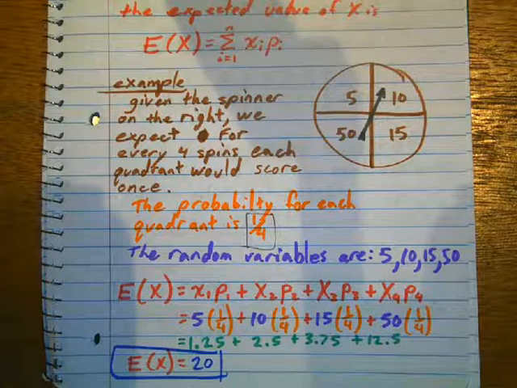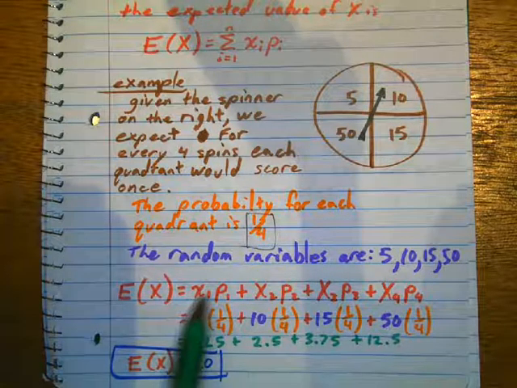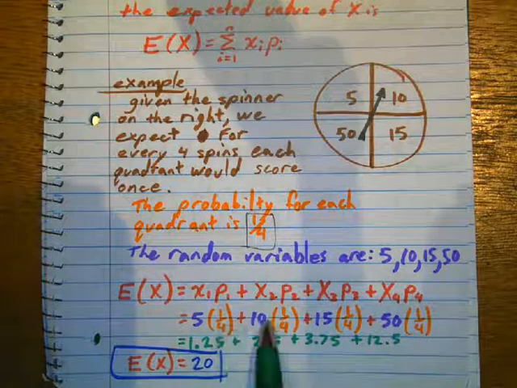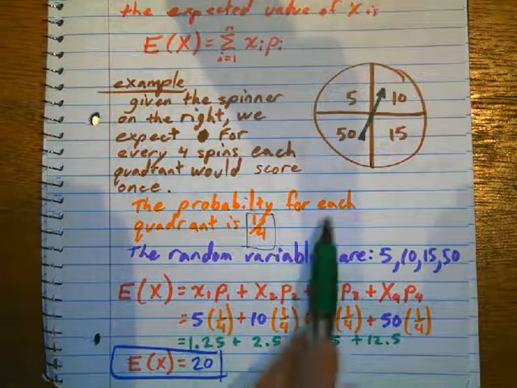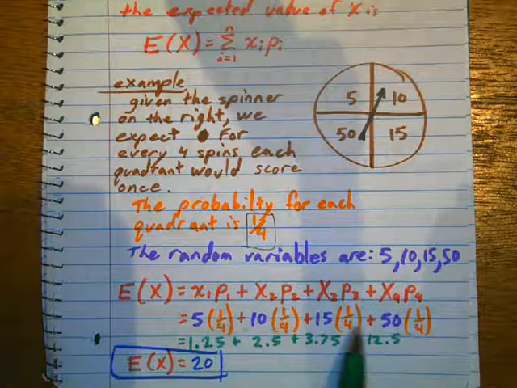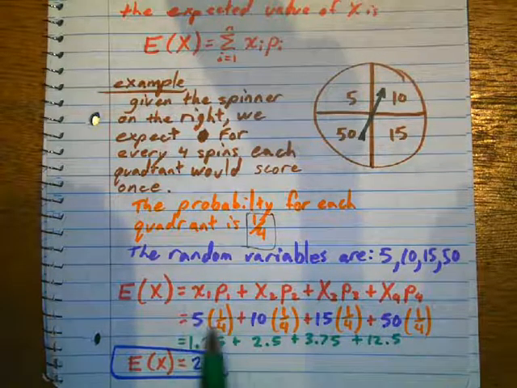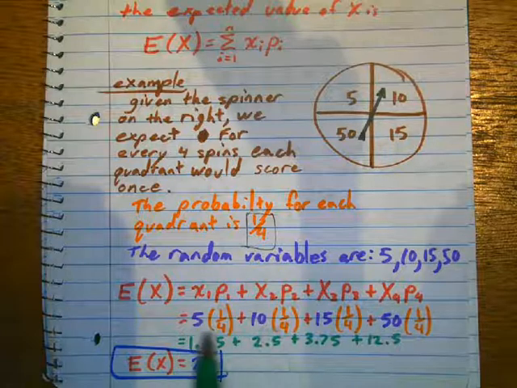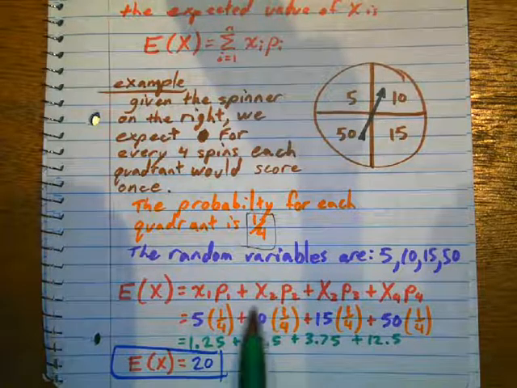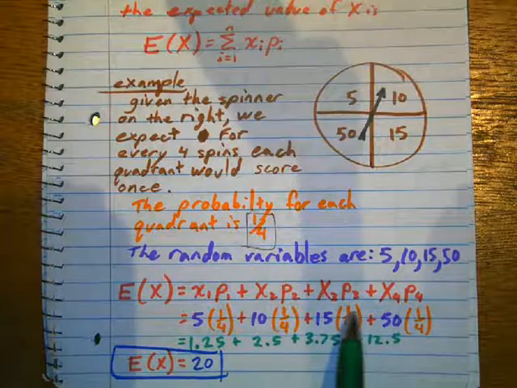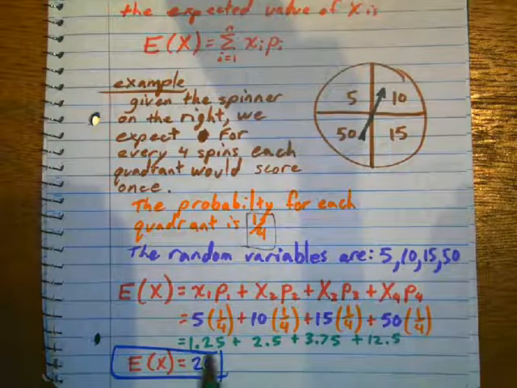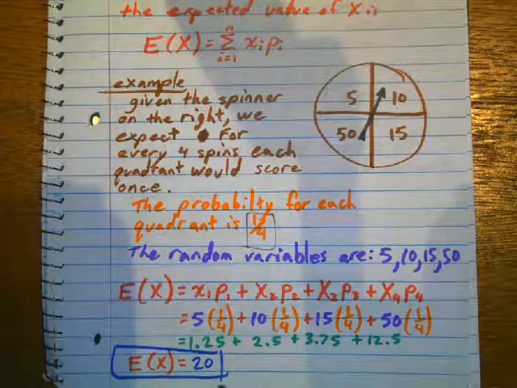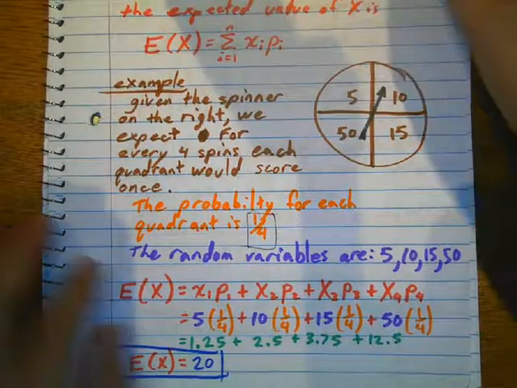The expected value is each of the random variables, the 5, 10, 15, and 50, times the probability of each of them, 1/4, 1/4, 1/4, 1/4, and we're going to add each of those together. 5 times a fourth, plus 10 times a fourth, plus 15 times a fourth, plus 50 times a fourth. And then we end up with 20. So that means we expect to get 20.